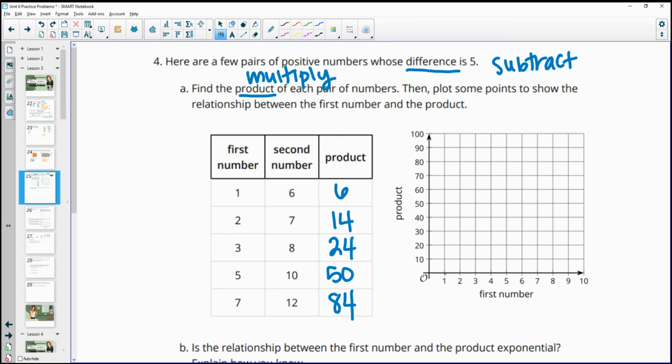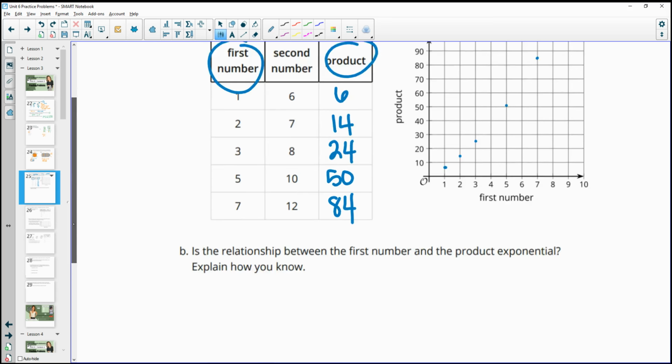Then we could plot these. So 1 goes with 6, and remember they want the first number with the product. So 1 and 6, 2 and 14, 3 and 24, 5 and 50, 7 and 84.